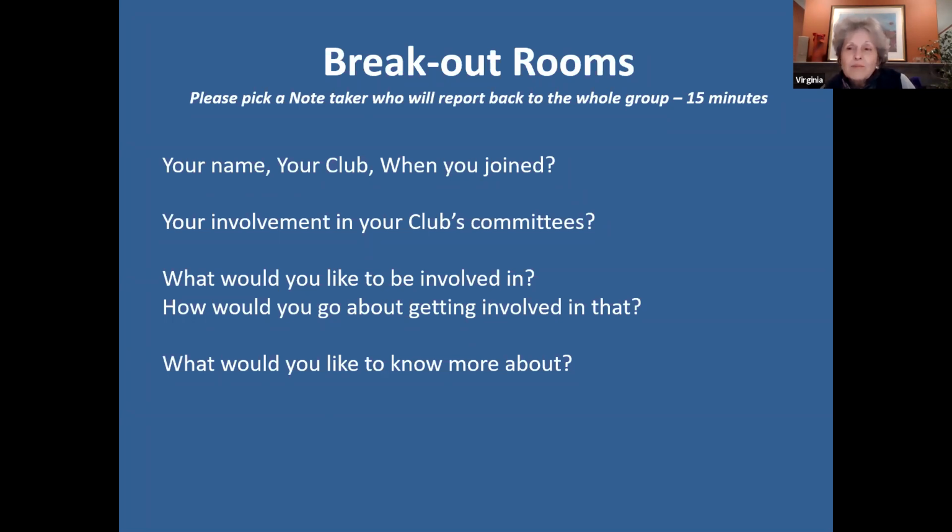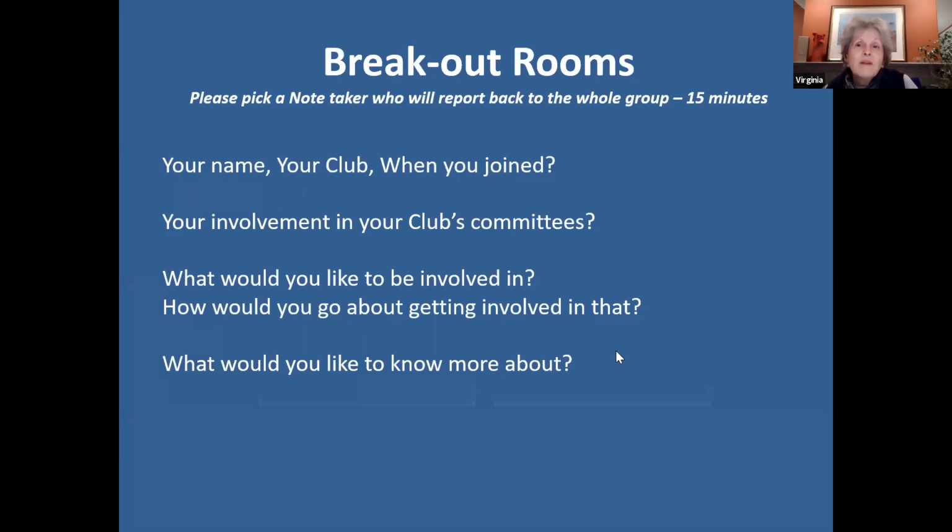What committee or what particular event or interest are you really looking at and saying, gee, I'd like to see what those guys are doing. And have a little bit of discussion about how you go about getting involved in that. And we are really interested in anything else you'd like to know about, either having to do with the committees or Rotary in general.